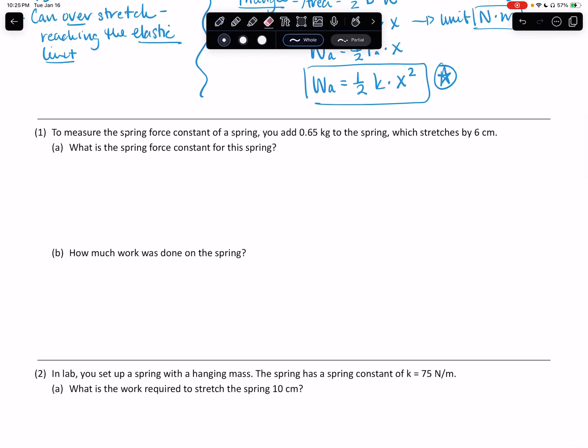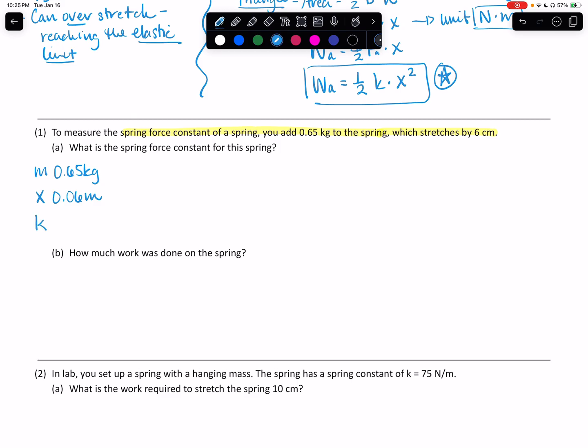To measure the spring force constant of a spring, we add a 0.65 kilogram mass to the spring, which stretches it by 6 centimeters. What is that spring force constant? So I have a mass of 0.65 kilograms. It stretches, so there's my x value, 6 centimeters, so that's 0.06 meters. Please watch your units. And we're looking for K.